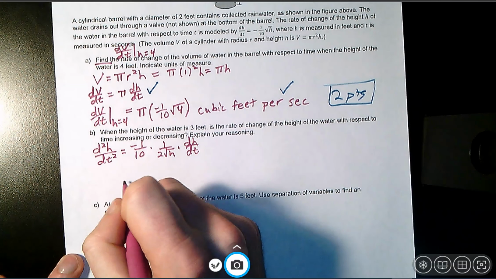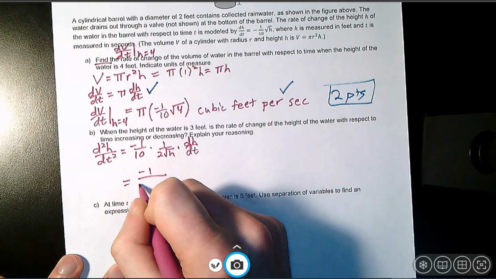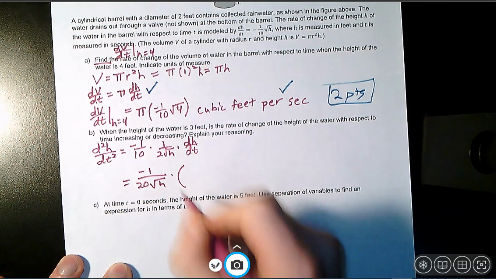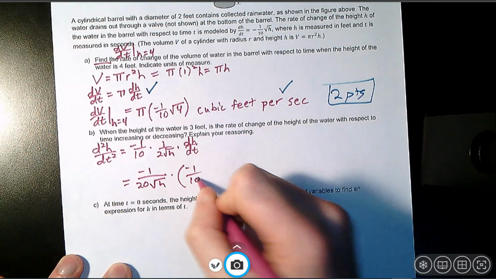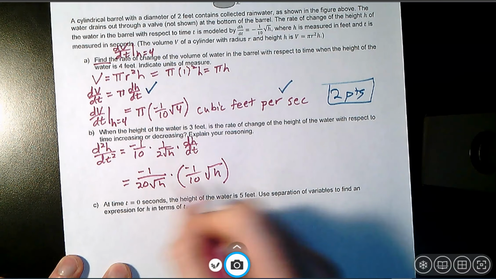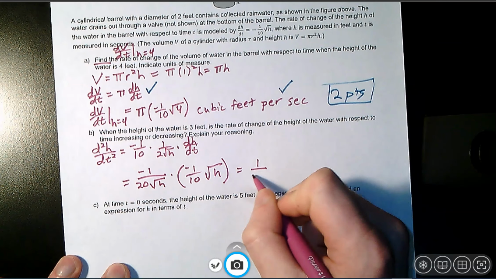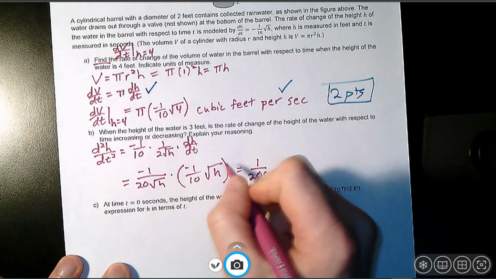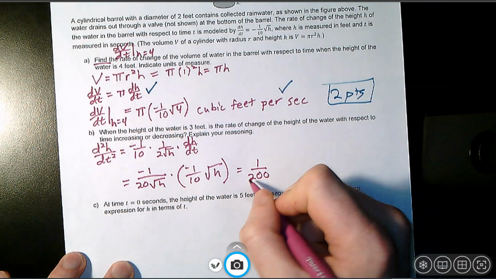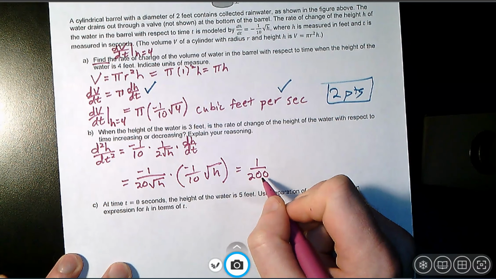So what I actually have right here, let me do a little bit of simplification too. -1/10 times 2 would be 20 square root of h. And dh/dt, we just said, is -1/10 times the square root of h. I see some simplifying I can do right here. Maybe it'll make my life a little bit easier. That's actually 1/200. The square root of h and the square root of h cancel. One's in the denominator, the other's in the numerator. So 1 over 200, d squared h over dt squared is always 1 over 200.